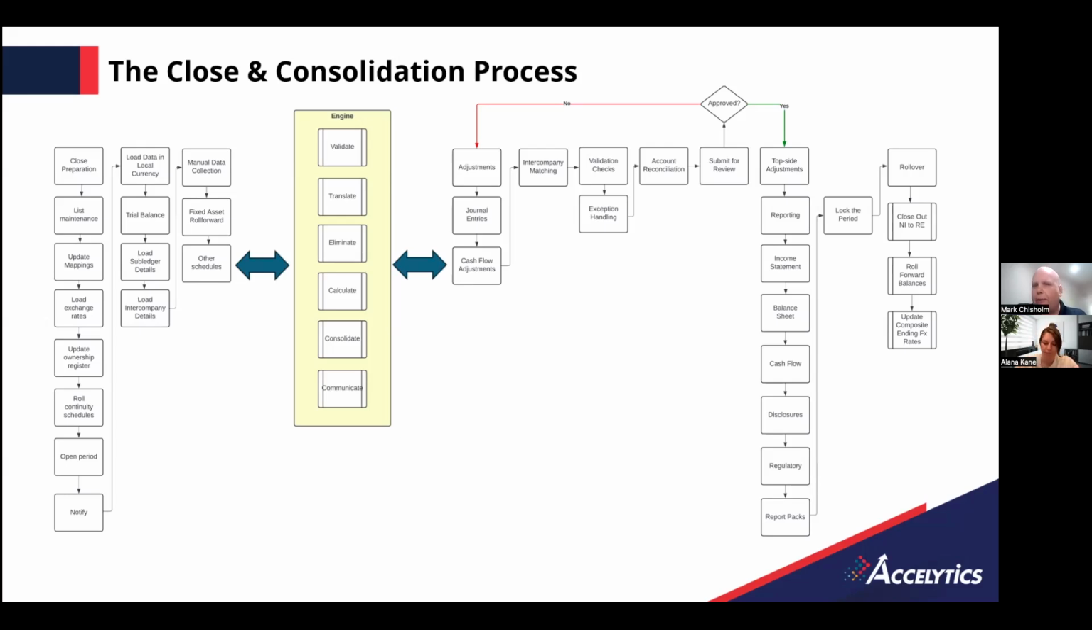They layer on their top side adjustments. They start the reporting process across all three financial statements, as well as any disclosures they might have to do, and regulatory reporting. Again, some of you may not have it, others will. Then you've got your traditional report packs, which could be both external and internal. And then once everything's closed off, you lock the period, you roll over, you close out current period net income to retained earnings, you roll forward your balances, and you update composite exchange rates from a closing perspective.